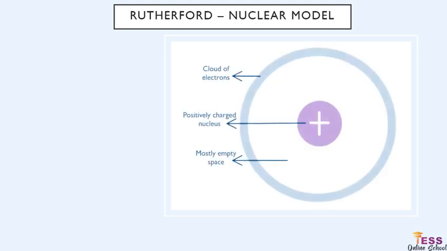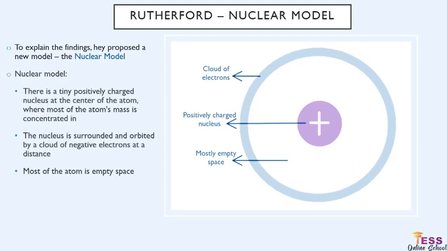Therefore, Rutherford concluded that actually the atoms look a little bit different and created a new and improved model called the nuclear model. The nuclear model consists of a tiny positively charged nucleus at the center of the atom, where most of the atom's mass is concentrated. The nucleus is surrounded and orbited by a cloud of negative electrons at a distance, as shown in the diagram, and most of the atom is empty space. This new model then replaced the plum pudding model.